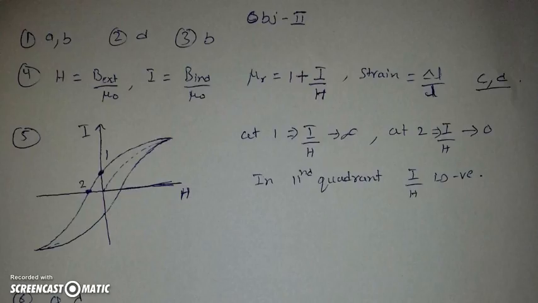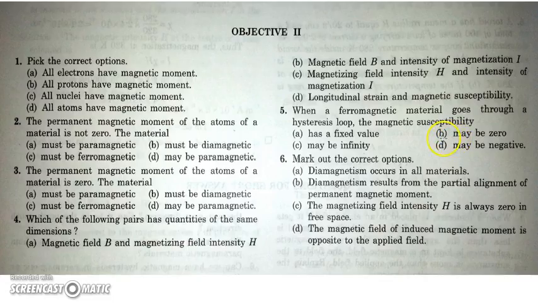So we can say it will be 0, it will be negative, it will be infinite, it may be positive also. So it will not be constant, as it is defined as the ratio of I versus H. Okay, so the correct options are B, C and D.